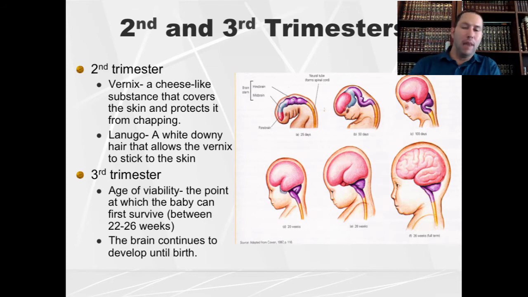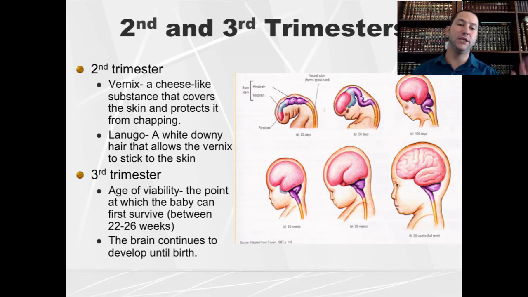It's that silky blonde hair that you get. So you have these fine hairs on the child. And then you have vernix, which is sort of like that white cottage cheese looking appearance. And what that does is it sticks to the hair, the lanugo, and it serves like lotion for the child so the child doesn't have chapped skin. It's actually pretty brilliant. And then we have the third trimester.